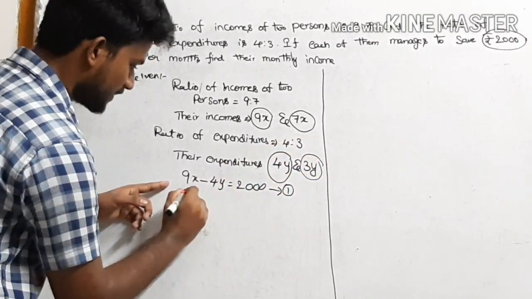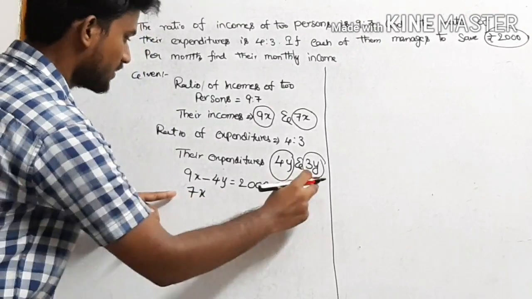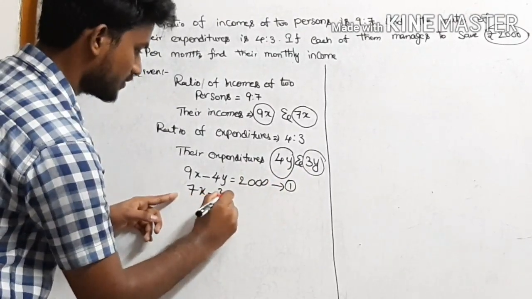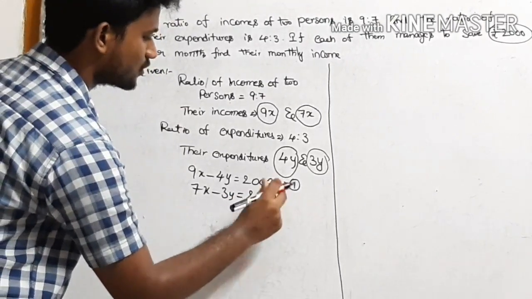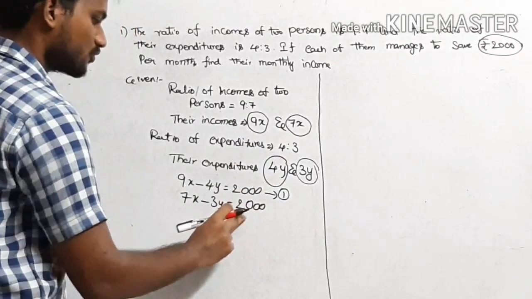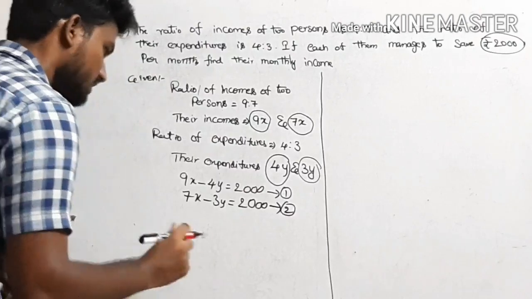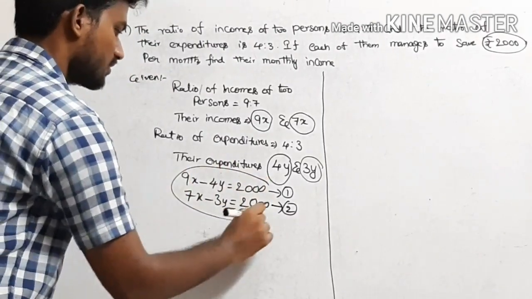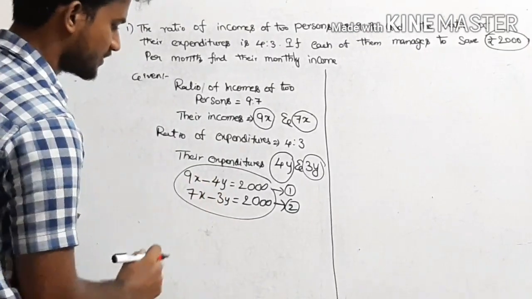Next we can write the second person's income as 7x and his expenditure as 3y. Second person's income 7x minus expenditure 3y equals 2000. Both persons manage to save 2000, so we can write like this. These two are the two equations. We can solve this and find x and y.